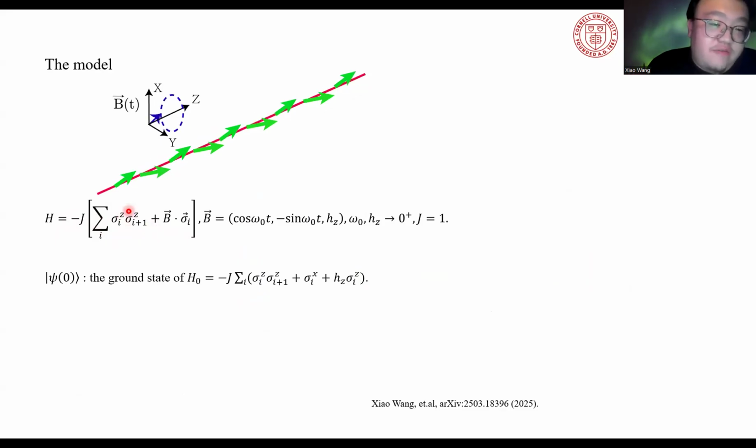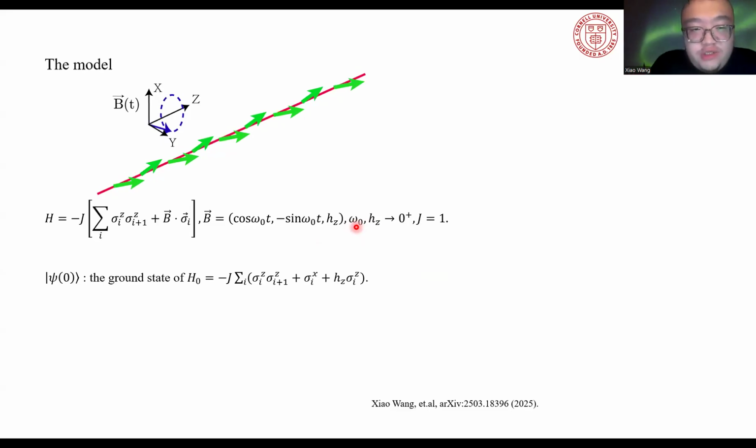And the Hamiltonian itself is composed of the Ising spin interaction with the longitudinal field, where there will be a static longitudinal field along the z direction and also a rotating transverse field in the xy direction. We set both the rotating frequency omega_0 and also the longitudinal field strength h_z going to 0+. And the Ising coupling, I set it as J equals 1, which serves as the energy unit of the system. So there might be some other simple limit for solving this system, but at least for myself, this limit is relatively simple to solve this question.